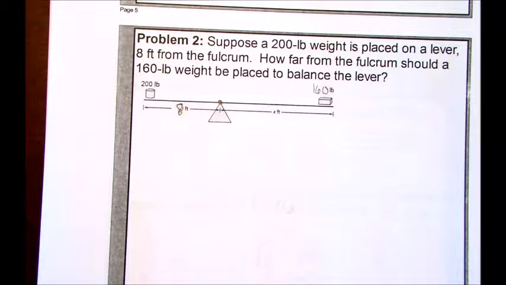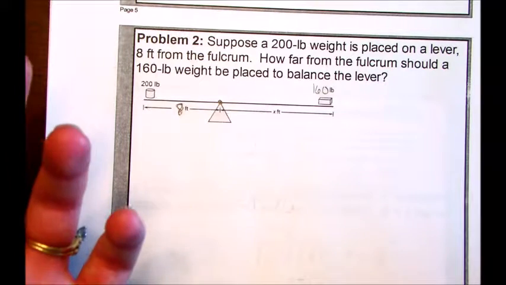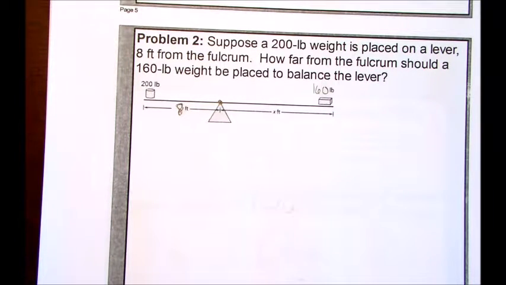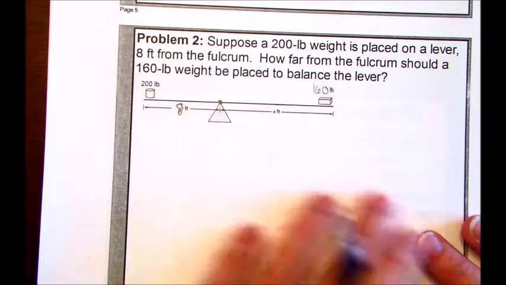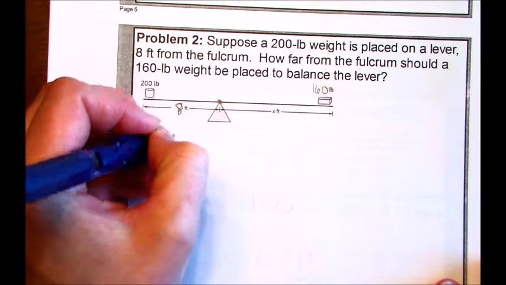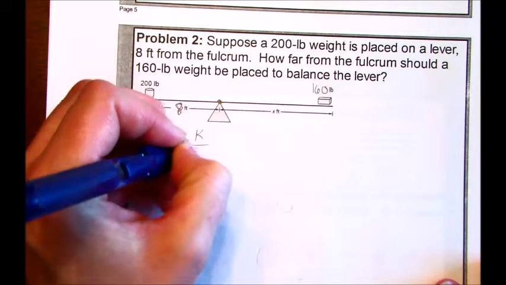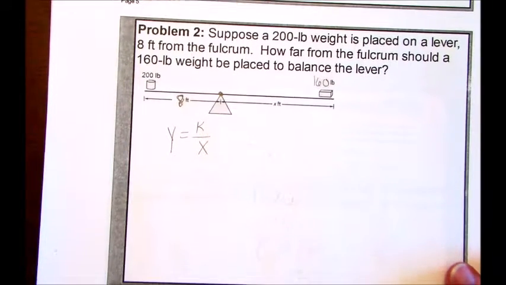160-pound person sit? Now, I hope you know, think about a seesaw. The lighter person always has to sit further away from the middle of the seesaw if you want to balance perfectly. This is inverse variation. As the weight goes up, the distance has to go down, and vice versa. So here's how we set this up. We're at y equals k over x, because as one goes up, one goes down.